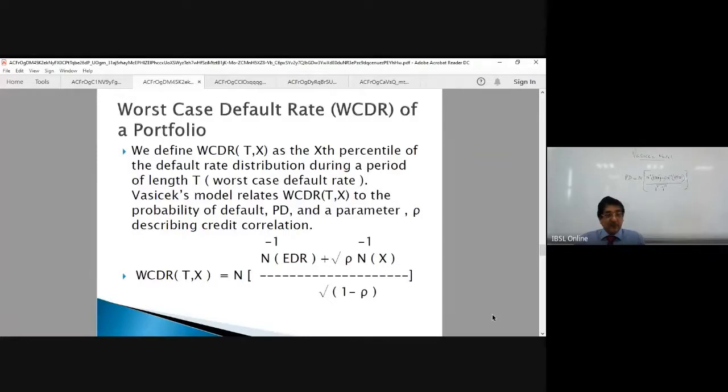Now in this case, we can calculate the worst case default rate of a portfolio. And the definition is, WCDR stands for worst case default rate. And you can see within the brackets capital T and capital X. Capital T is the time period or length of time. And X is the confidence level. What do you mean by confidence level? Confidence level is the confidence amount, or what you are sure of. You are 99% sure that your loss may not be higher than that amount. So that amount is called the value at risk. So this concept is really taken into consideration here.